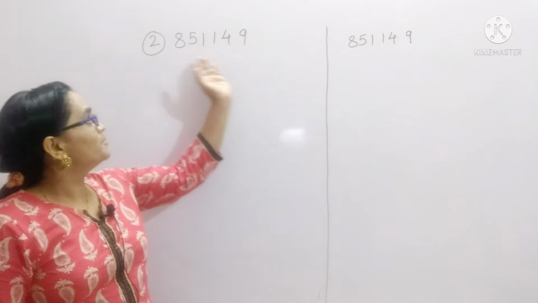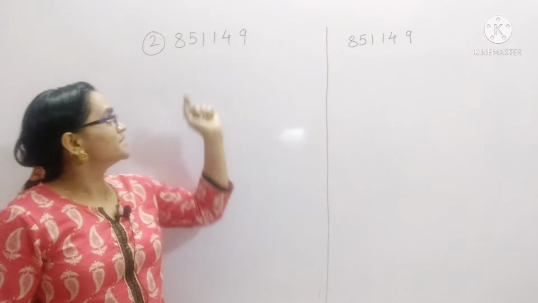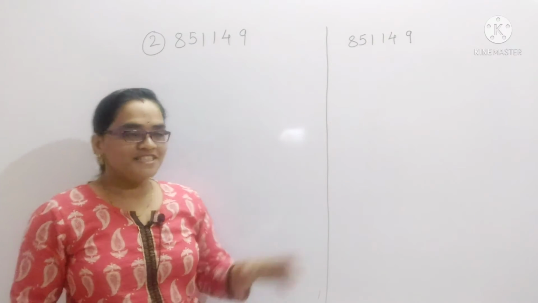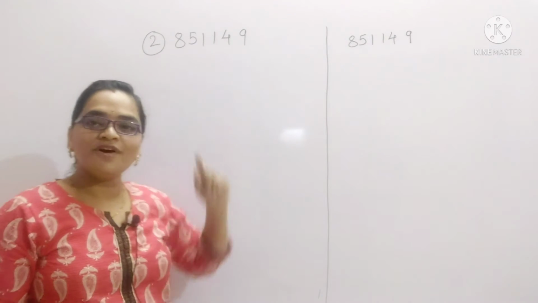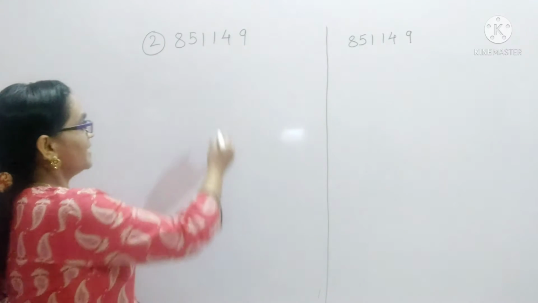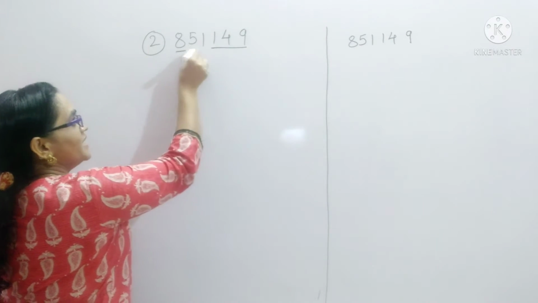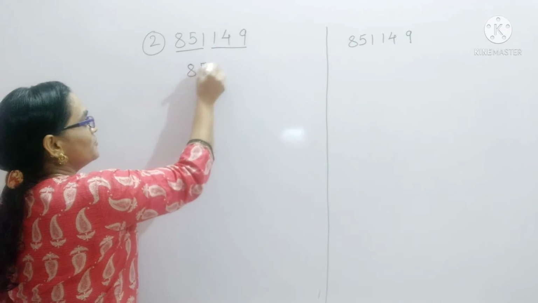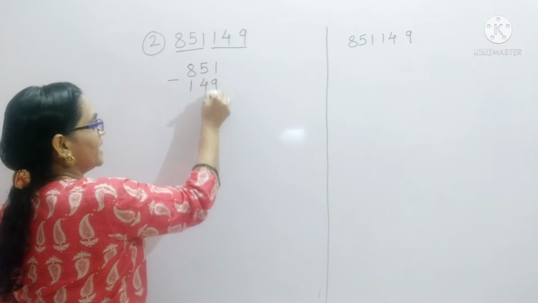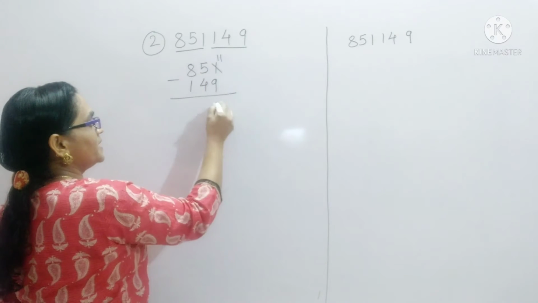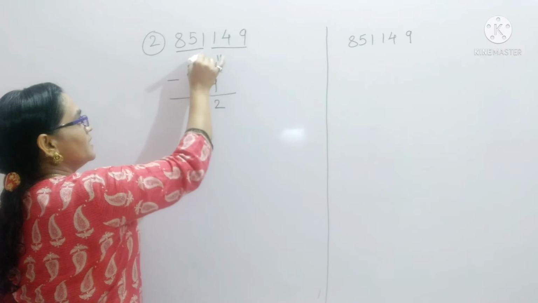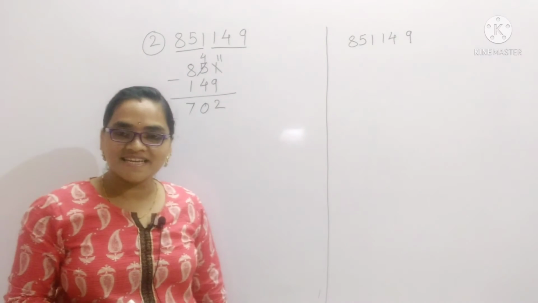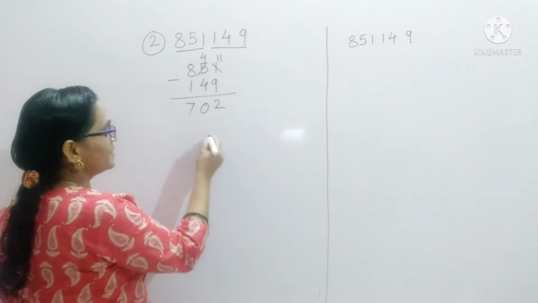Clear? Second example is 851,149. Apply the first test. Check out the last 3 digits, the number formed is 149, and see here 149 is smaller than 851. So here 851 minus 149. 11 minus 9 is 2. Here 4 minus 4 is 0. 8 minus 1 is 7. Let's check whether 702 is divisible by 13 or not.